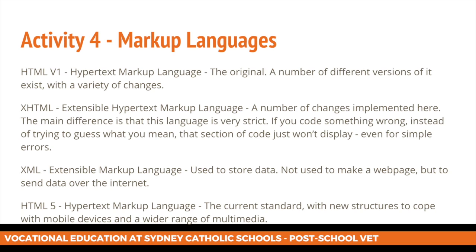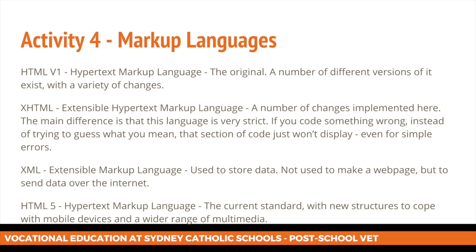One of those was XHTML, Extensible Hypertext Markup Language, and the main difference here is that the language is very strict. So if you code something wrong, instead of trying to guess what you mean, that section of code just won't display, even for simple errors. So it forces you to code in a way that is compliant with the standards, ensuring that your pages are consistent in different browsers, as different browsers can interpret your mistakes in different ways to give you sometimes quite different looking web pages.